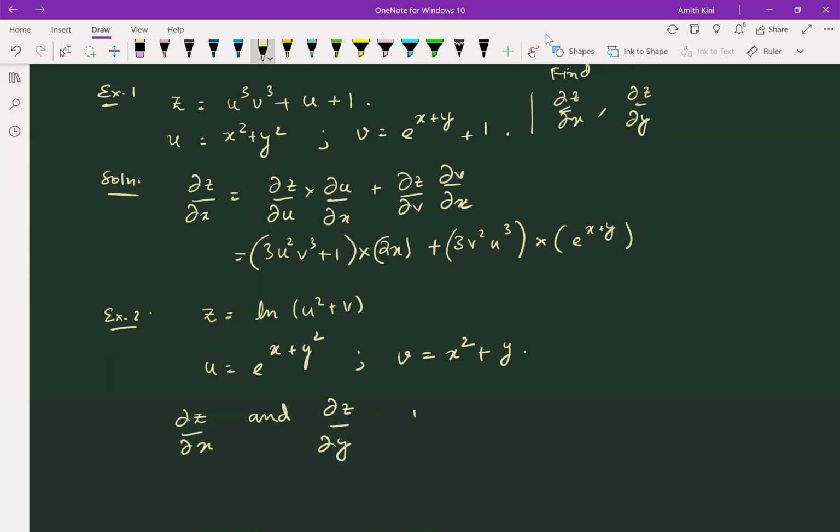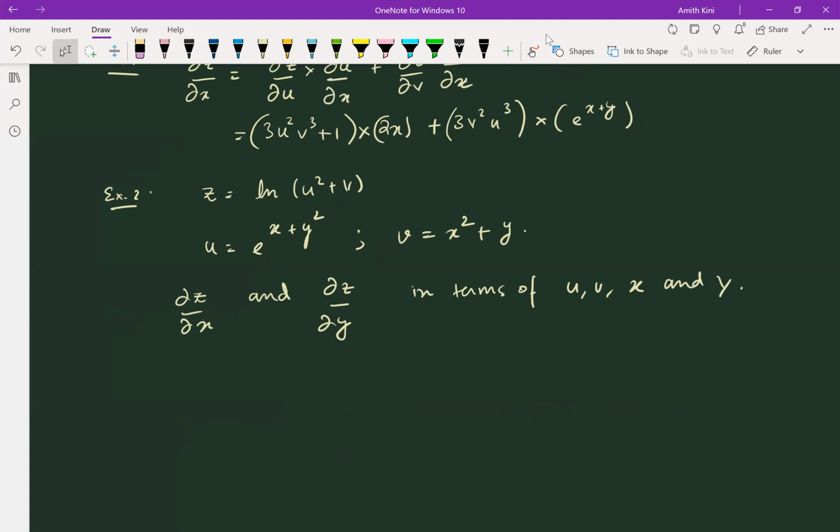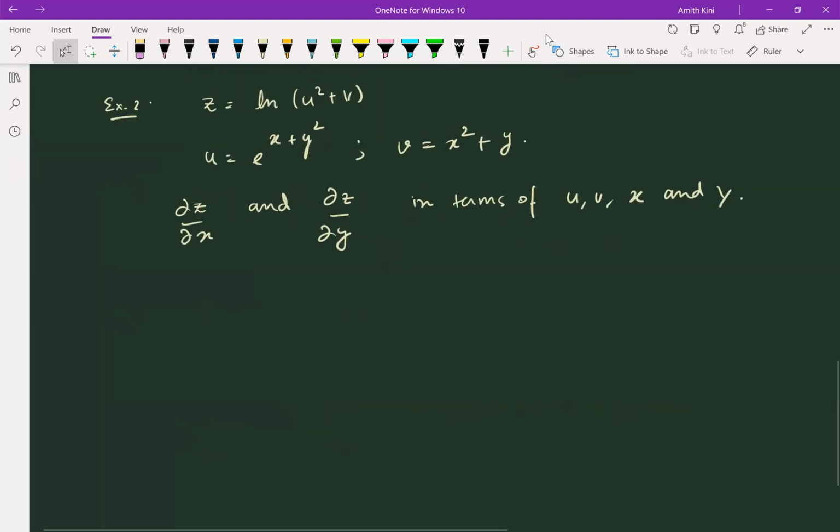Now your answer could be in terms of a mixture of u, v, x and y. It's okay if your answer contains u and v. No issue. Anyone can, if needed, substitute it in terms of x and y. Try this out, please. It's x plus y square, not the whole square.